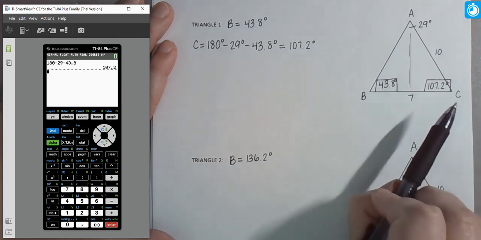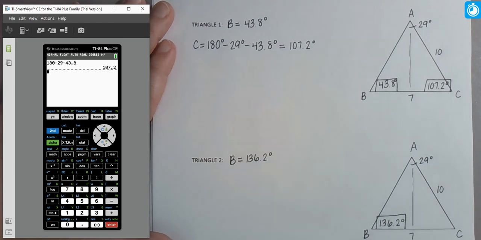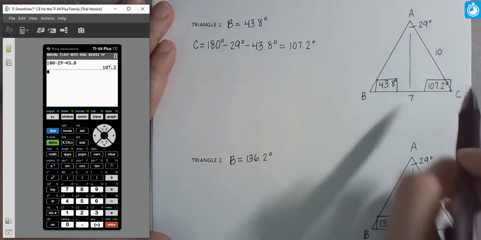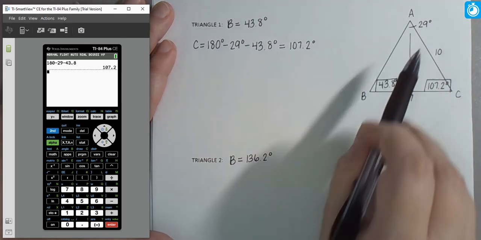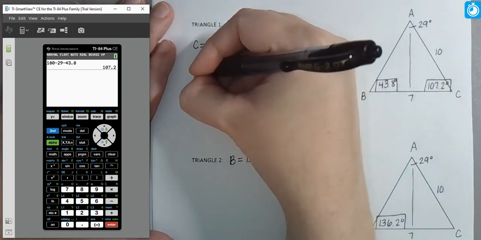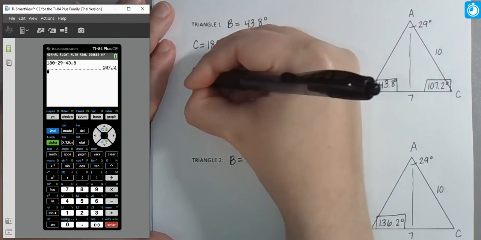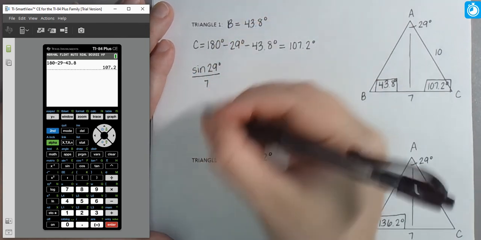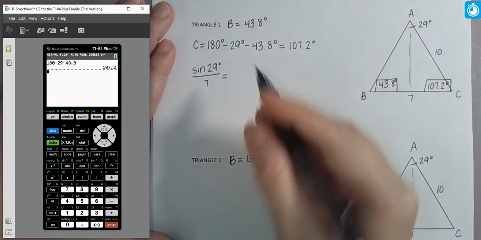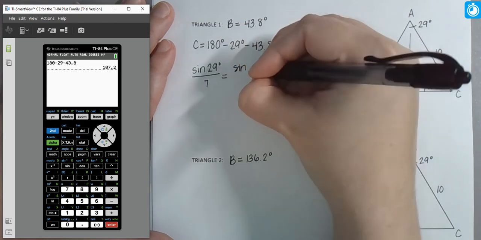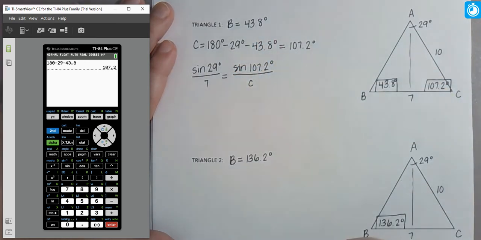So notice in this triangle, C is the obtuse angle, it's the largest angle, whereas in the second triangle, B is going to be the largest angle. Well, if C is the largest angle, we know side C is also going to be the longest side, and we find it again using the law of sines. So using the angle and the side we were given, sine of 29 degrees divided by 7 is equal to the sine of our angle C divided by the opposite side length. So sine of 107.2 degrees divided by our unknown side length C.